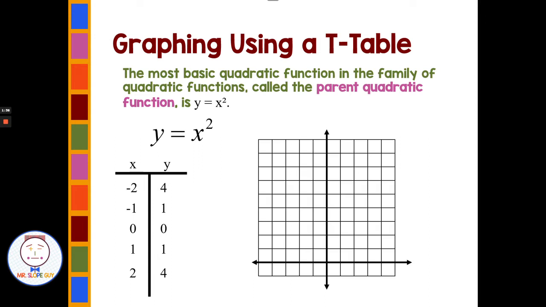Then I want to put my points onto the coordinate plane. -2, 4: left 2, up 4. -1, 1: left 1, up 1. 0, 0 at the origin. 1, 1, and 2, 4. Then when I draw my graph, I want to draw a curved line that goes through these points. So this is the graph of y equals x squared.